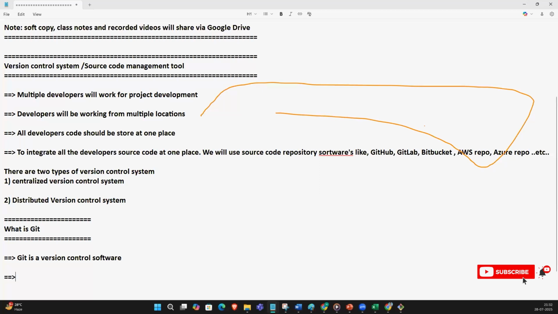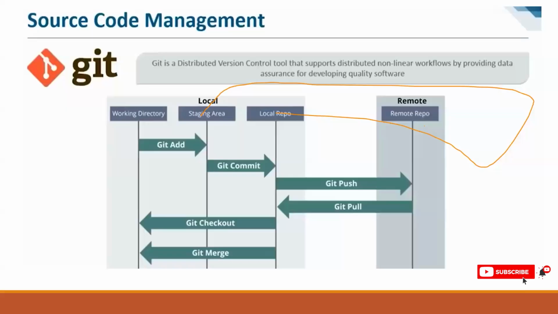It will be versioning the code, right? And it's a distributed version control system, not centralized. Now you understood, right? Git is a distributed version control system.